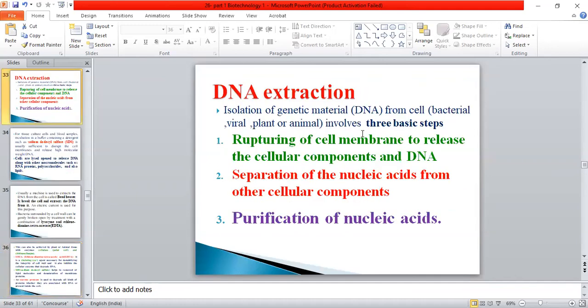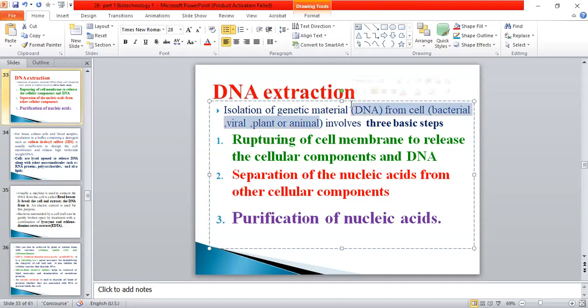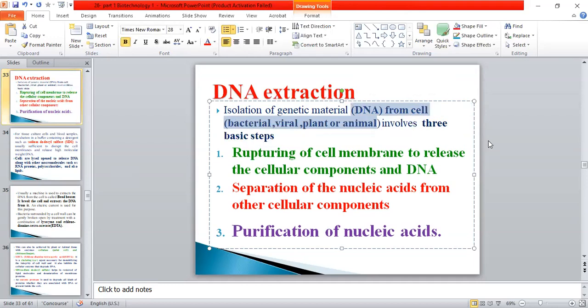Okay, next. What are the steps involved? The first one is DNA extraction. DNA extraction is the isolation of genetic material from the cell, whether it is bacterial, viral, or animal, whatever it may be. These are the samples, plants or animals, that are taken. After that, you have to rupture the cell, and only then will the DNA come out, isn't it?